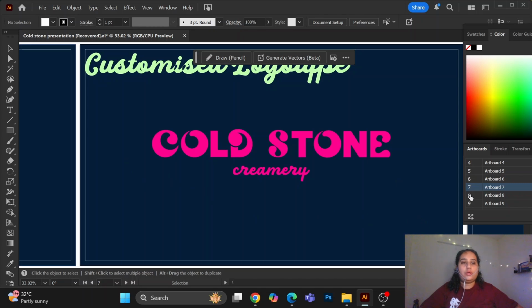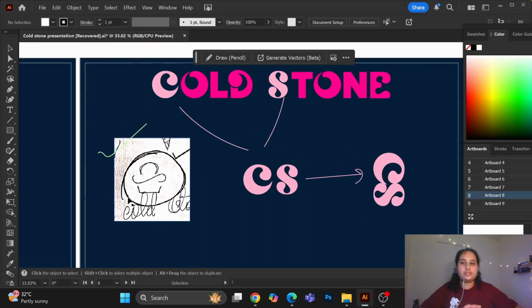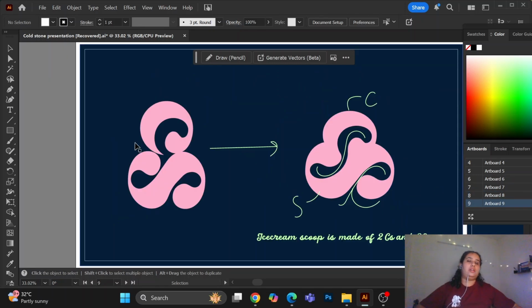Now, going on to making the logo mark, we have to look at the C and the S on the next slide. This was the final sketch that was approved. So this is the C, this is the S. We are taking the C and the S, and then stacking them together. Here we see that it's not looking like a scoop, so we have to alter the size, obviously. So here it's going like this. I have elongated the S horizontally, and then I have merged it along with the pencil tool.